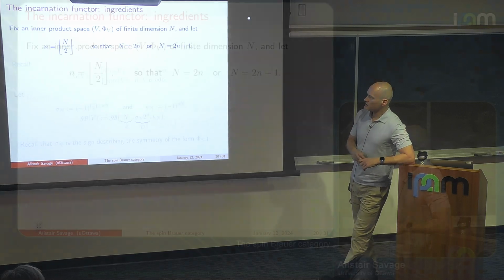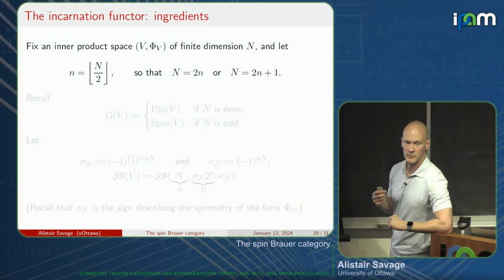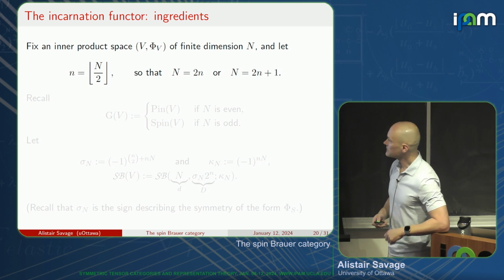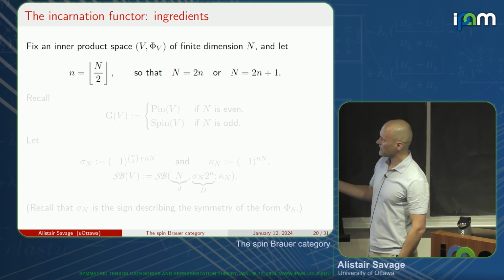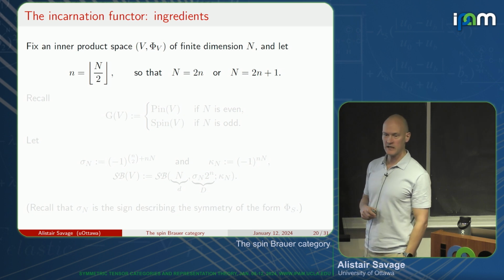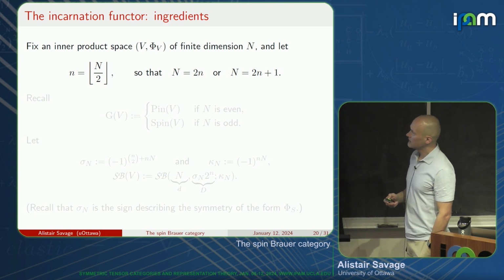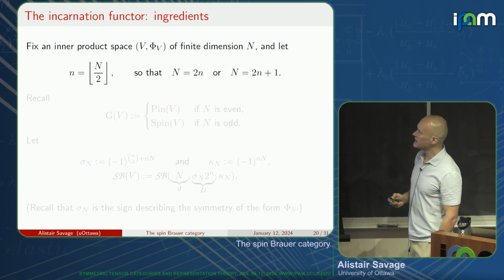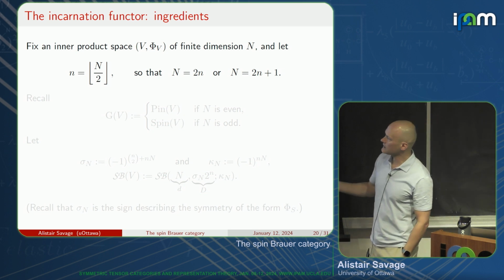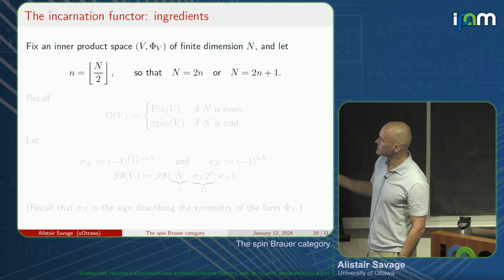Okay, so now I want to relate this to the representation theory of the pin group and the spin group. So I want a version of this incarnation functor that we had before for the orthogonal group, but now for the pin or spin group. So let me remind you of our setup. We had an inner product space, V, with some pairing of finite dimension big N. And then we defined our little n in this way, so that big N was either 2n or 2n plus 1.